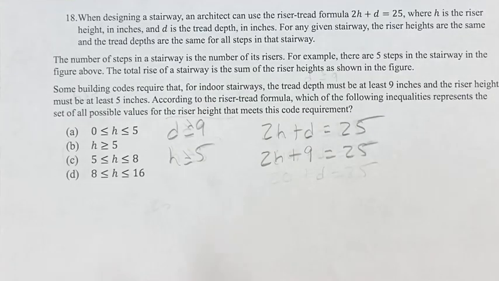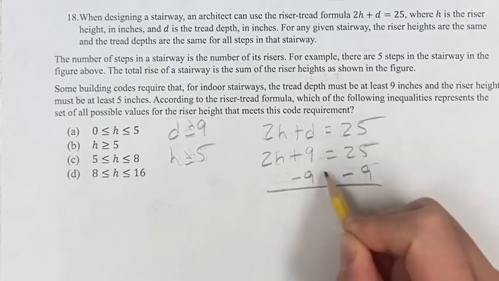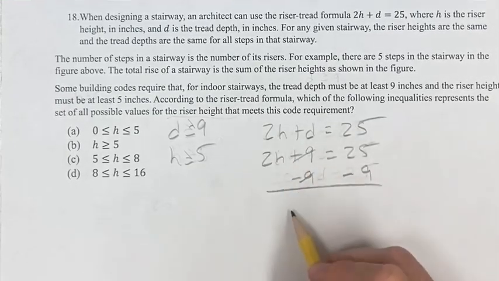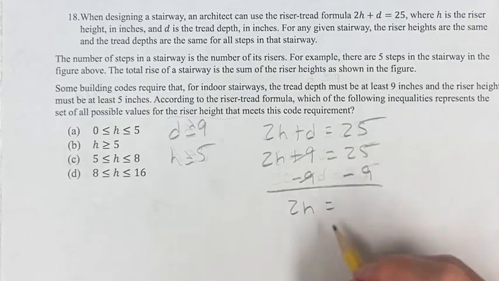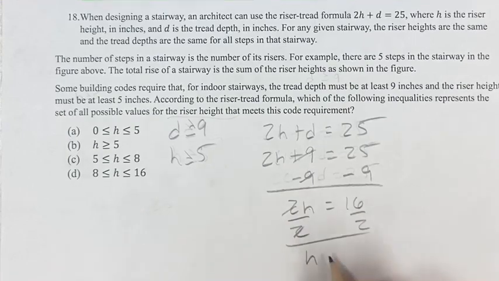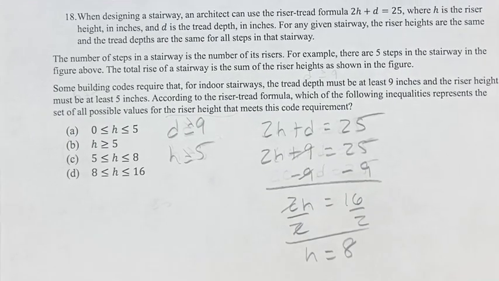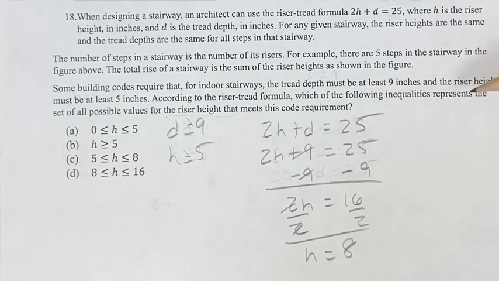So 2h plus 9 is equal to 25. This is going to give us our maximum possible riser height, as it's called. Subtracting 9 from both sides leaves us with 2h is equal to 25 minus 9, which is 16. Dividing both sides by 2, h is equal to 16 over 2, which is 8. So this is the maximum value of the riser height, which comes from the lowest possible tread depth.